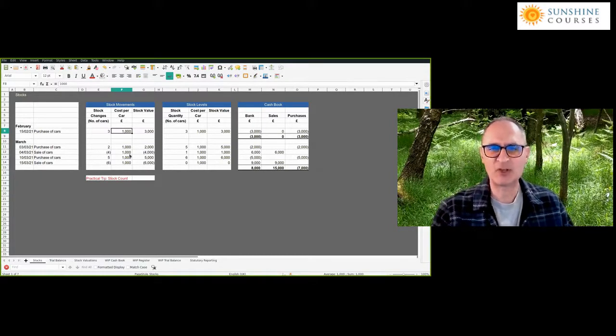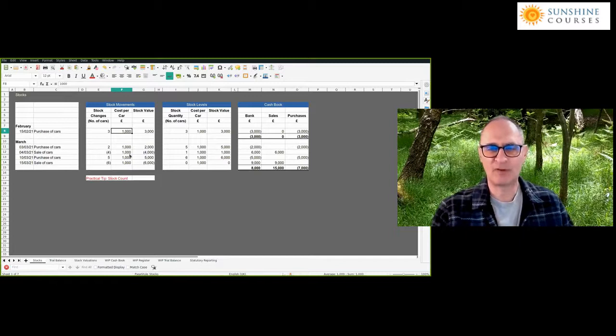But there's a lot of other high value items. Imagine you're a jeweler, for example, and you're buying diamonds, watches, earrings. You have relatively few items, but very high values. So you would keep track of them one by one.